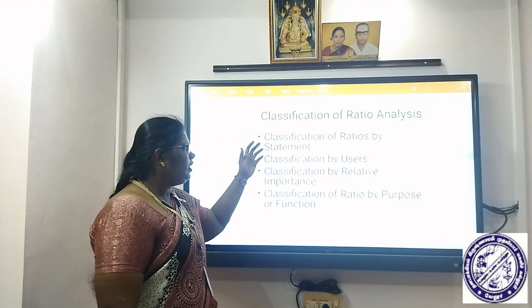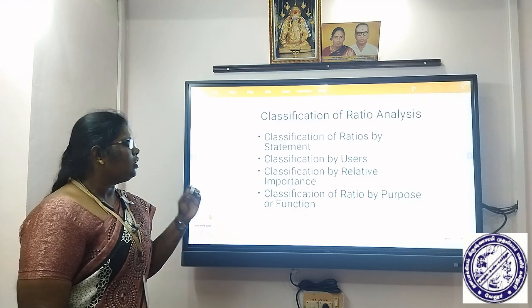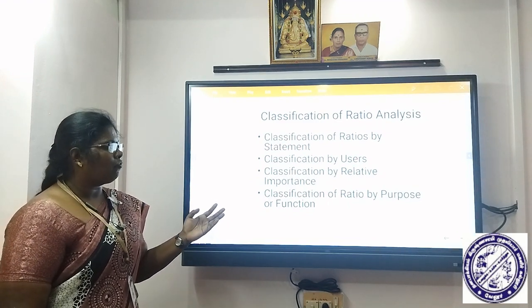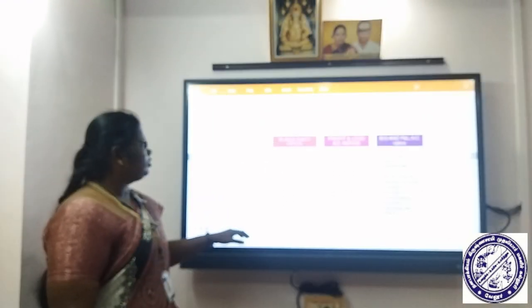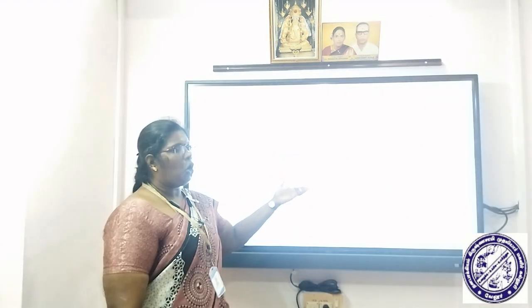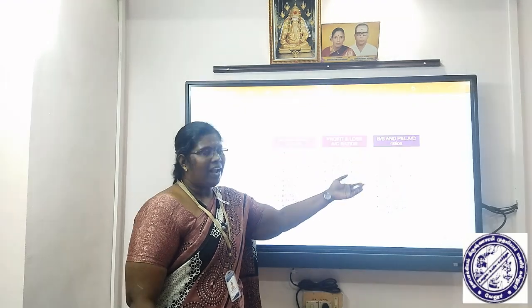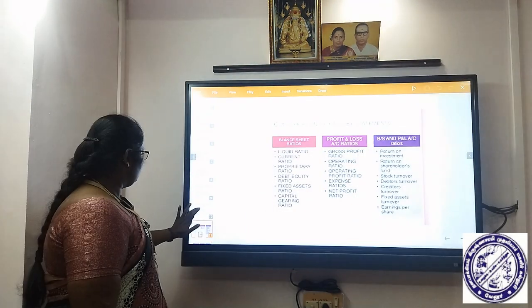Next, we see the classification of ratio analysis. Ratios are classified by statement, by user, and by relative importance. Next, we classify ratios by purpose or function. So these are the classifications. Let us see how to calculate ratio analysis in this format. First is classification of ratios by statement. They are divided into three forms: balance sheet ratio, P&L account ratio, and balance sheet and P&L account ratio.